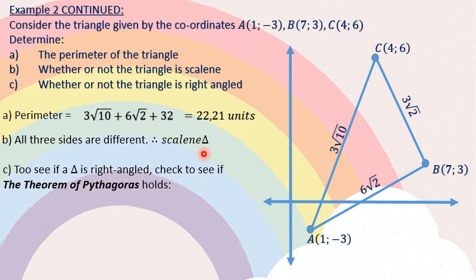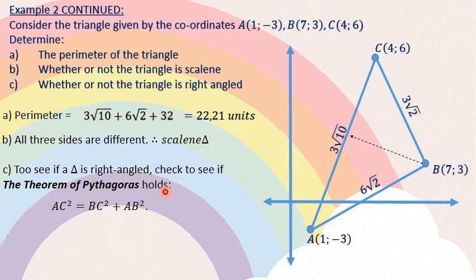Now we have to prove whether or not the triangle is right-angled. I hope you can remember that in a right-angled triangle, the theorem of Pythagoras would work. In other words, if we were to square the hypotenuse, it would be equal to the sum of the squares of the other 2 sides. Play that again if you need to. That's the theorem of Pythagoras. So what we need to do is check to see if it holds, if it is true.